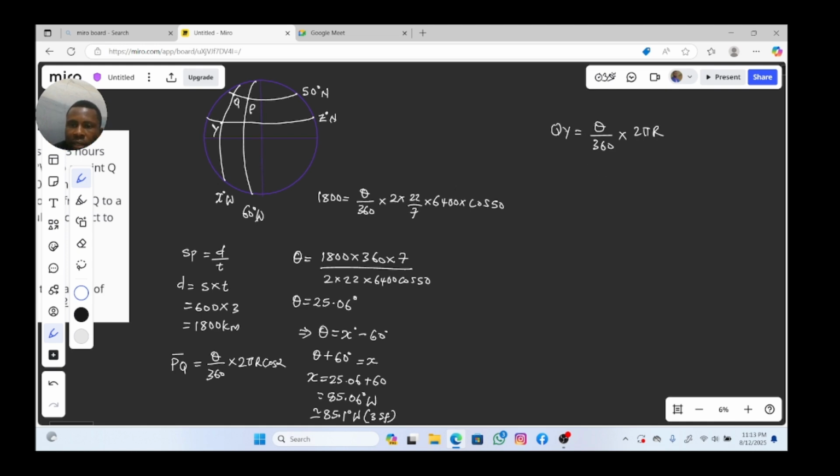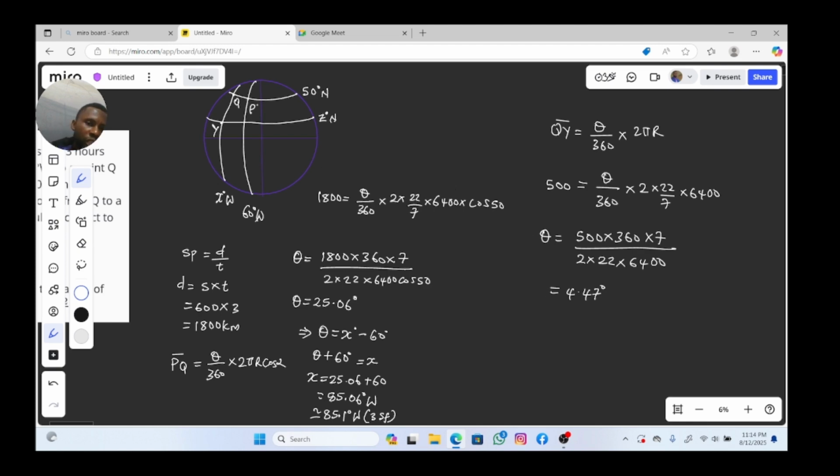So the distance QY is given, which is 500, which is equal to theta, which we don't know, over 360 times 2 times 22 over 7 times 6,400. Okay, so theta will be equal to, cross multiply, 500 times 360 times 7 all over 2 times 22 times 6,400. The angular difference there is 4.47 degrees.